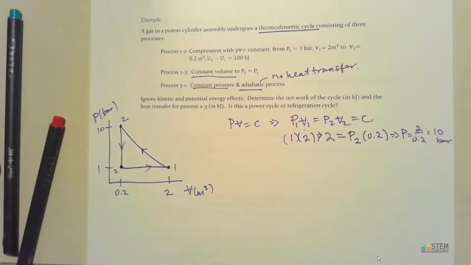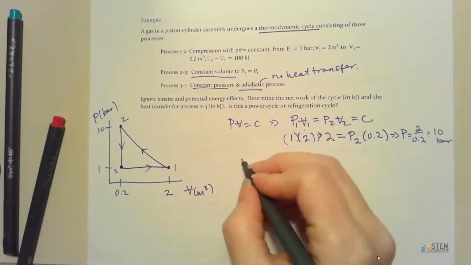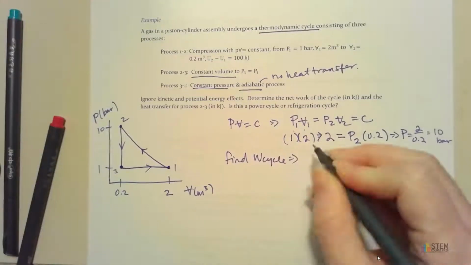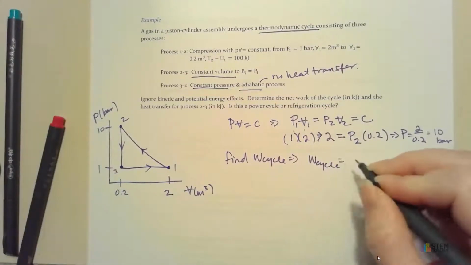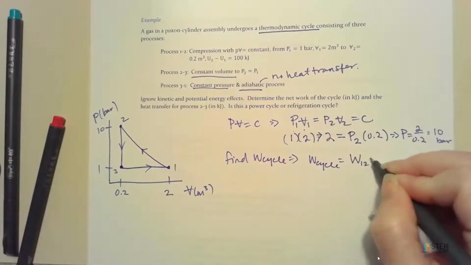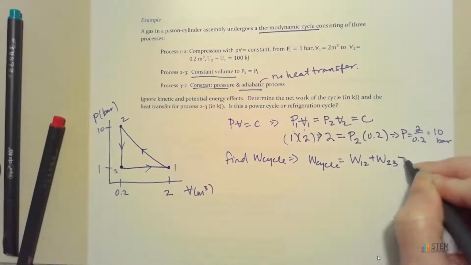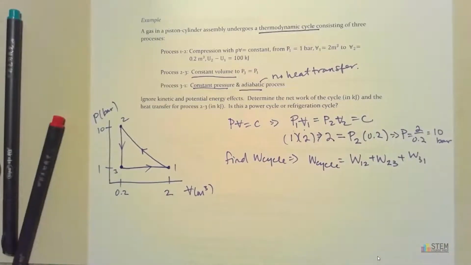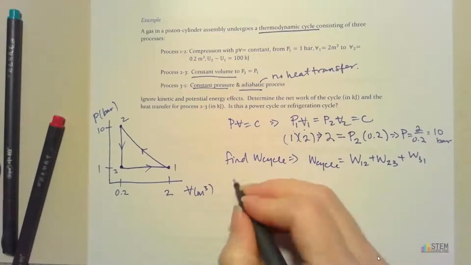Okay. Now what we want to do is find the net work of the cycle in kilojoules and also the heat transfer for 2-3. So the net work of the cycle is going to be the summation of the work for each of those processes. So we've got work of 1-2, work of 2-3, and then work of 3-1. We're going to find each of these works, and then you sum them up to get the total. So let's start with this first one, 1-2.